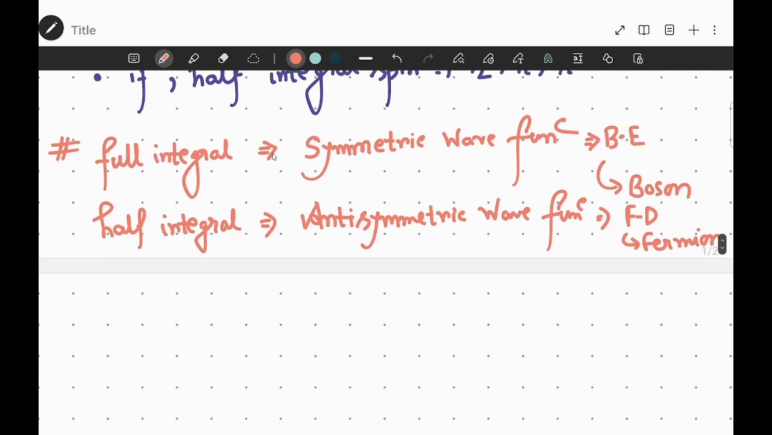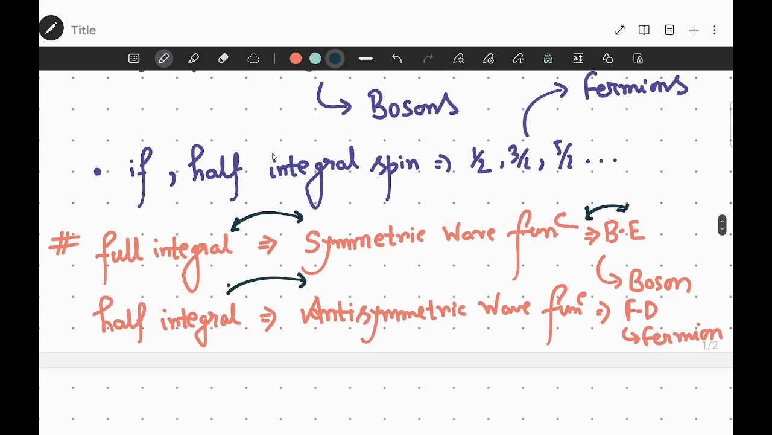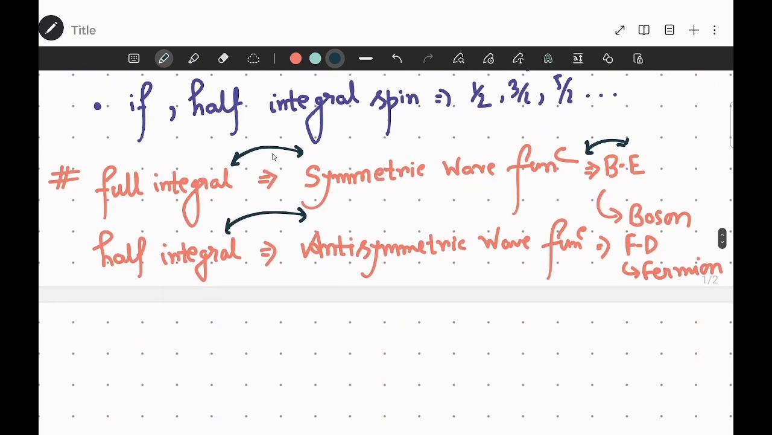So this is our total scheme. Now, why is this happening? Nobody knows why the full integral spin particles are symmetric and follow a different statistics from the half integral ones. This is still unknown, but it has been observed. First, only fermions were considered as quantum particles. Then S. N. Bose figured out there may be one more probability, and he wrote to Einstein, and it was called Bose-Einstein statistics. So that is the full integral spin.